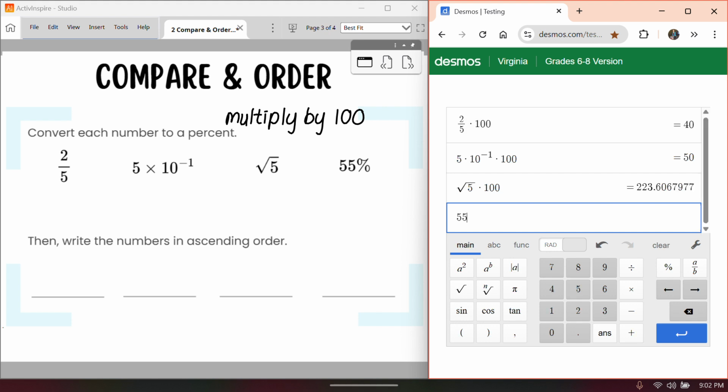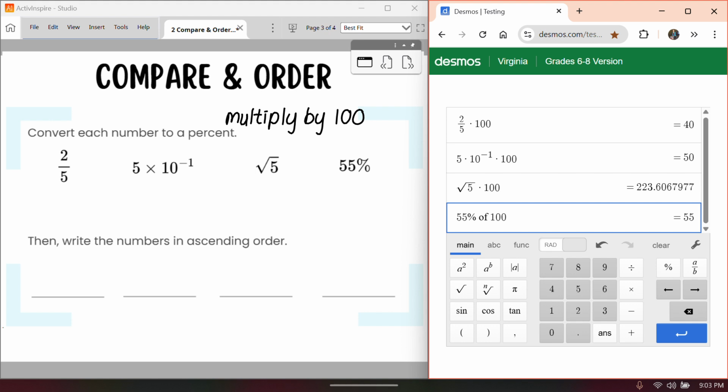And then 55% is already a percent. So I'm just going to put it in there because I don't want to forget about it and forget to order it, but I don't need to do anything to it. If it makes you happy, you can put 55% of 100 if that sort of makes your brain happy, because then all of them look similar.